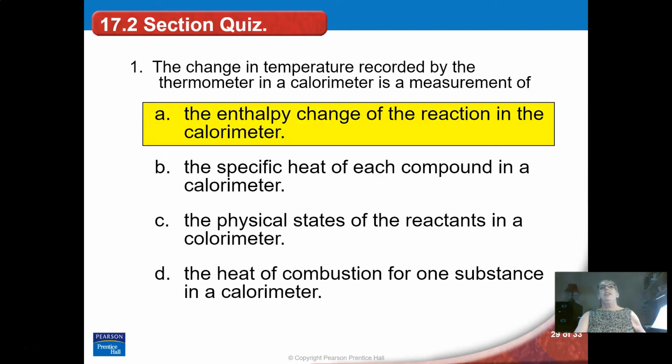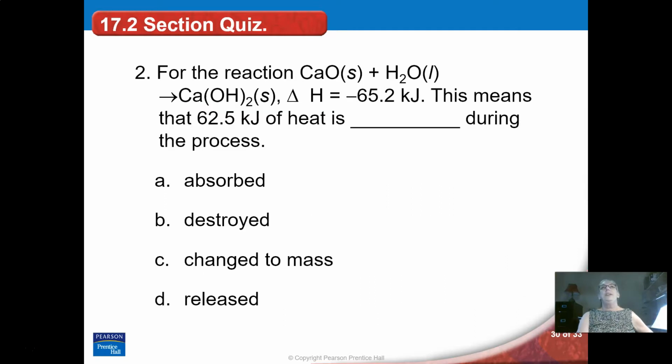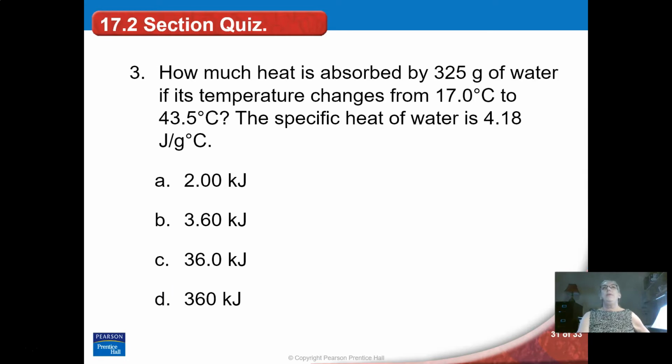Okay, so enthalpy change of the reaction in the calorimeter. You're going to have to pause this and figure out what's going on in this situation. When you see that reaction and then you see a negative sign for the kilojoules, what does that mean for the enthalpy? Negative means release, so exothermic. For this one, you're probably going to have to pause me and use the formulas that we've used. Remember to do final minus initial on the temperature. So here's the answer. See if you can get that one correct.